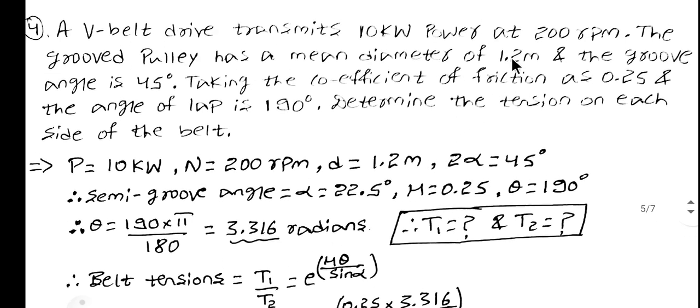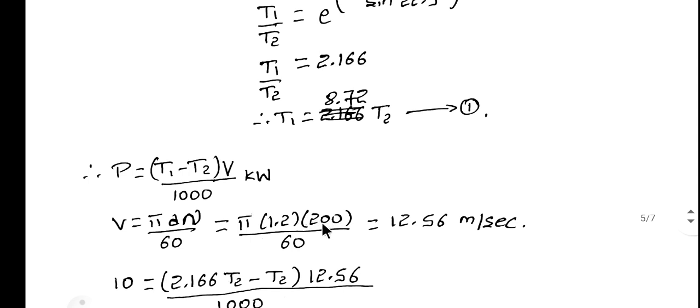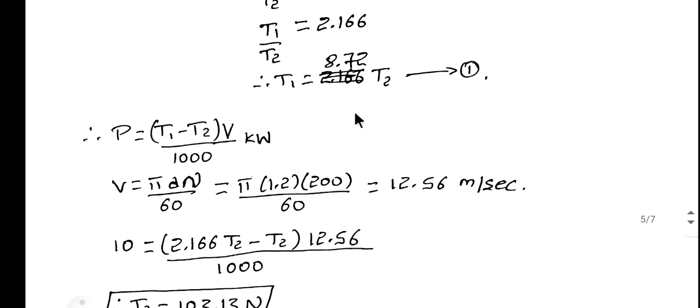diameter, and n is given as 200. If you solve that, velocity of the belt will be 12.56 meters per second. Substitute that value in the above equation. From equation 1, we know the value of T1. T1 value is 8.72 into T2. This should be 8.72 into T2 minus T2.